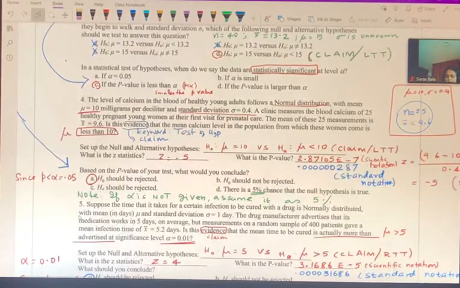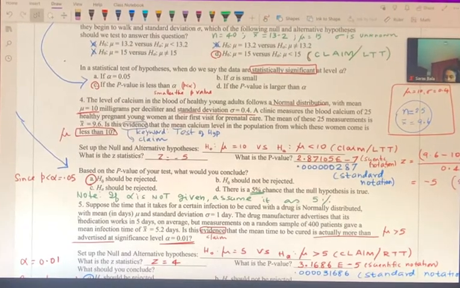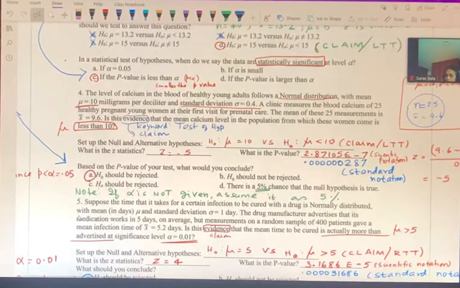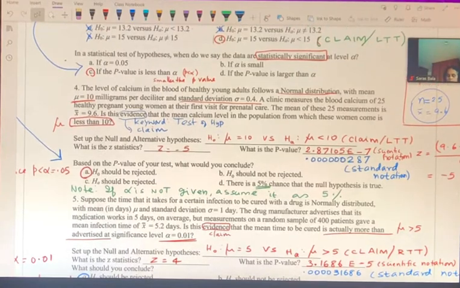All right, let's see the fourth one. Okay, so the fourth problem: the level of calcium in the blood of healthy young adults is said to follow a normal distribution, with mu equal to 10 mg and standard deviation.